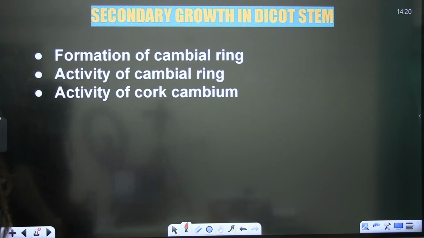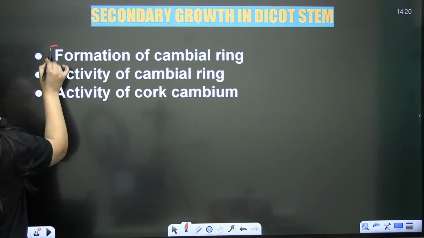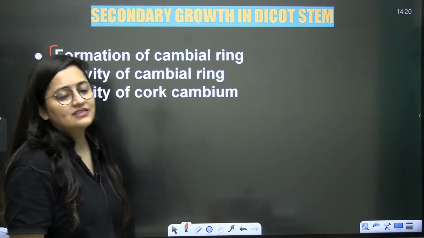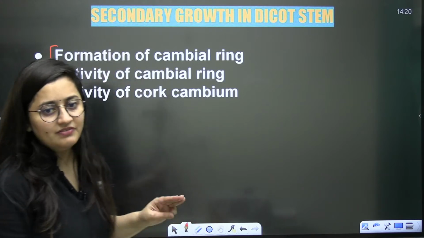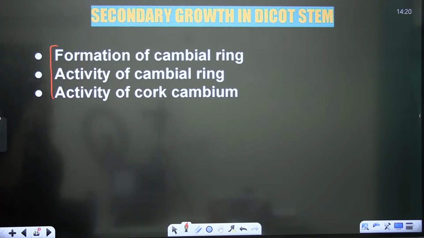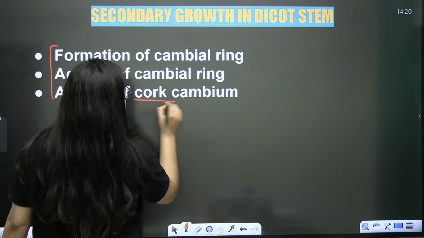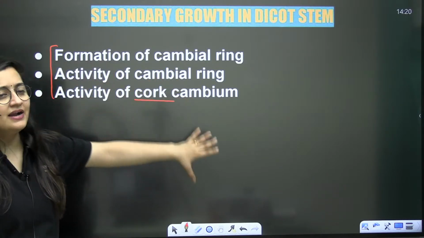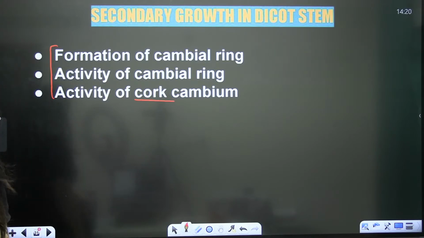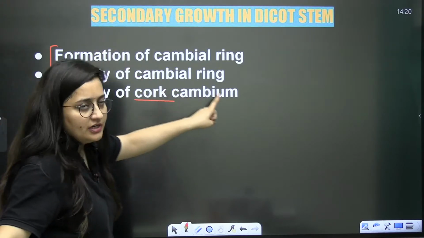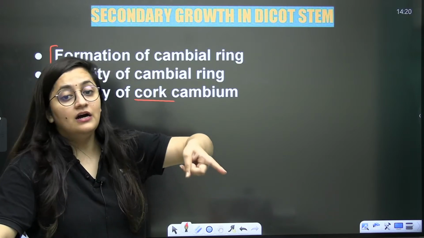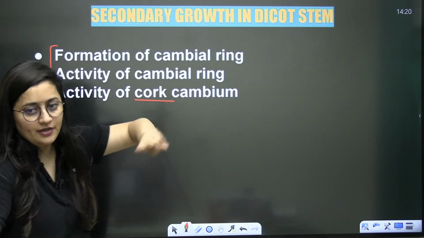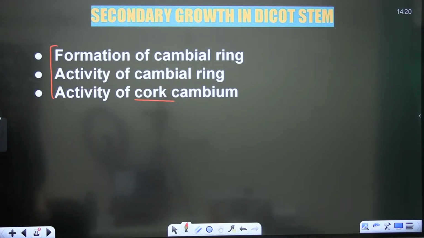It's fine. Chalo. So secondary growth in dicot stem, this is what we need to talk about, and we will discuss it in 3 steps. We will start with the formation of cambial ring, activity of cambial ring, then formation of cork cambium and then the activity of cork cambium. That's how we need to discuss it. If there is any doubt, please tell me.